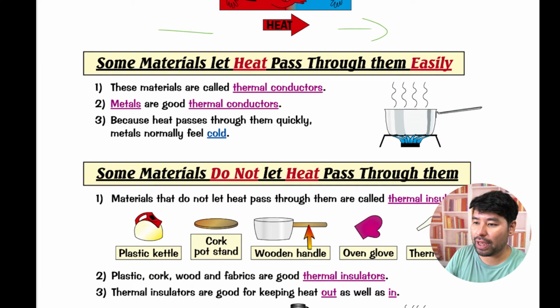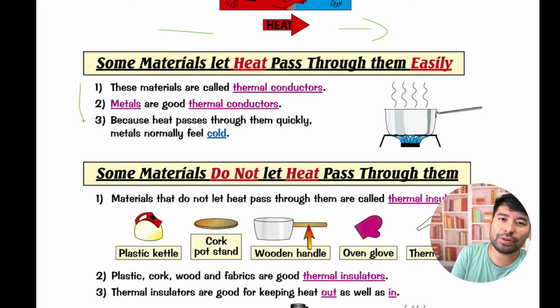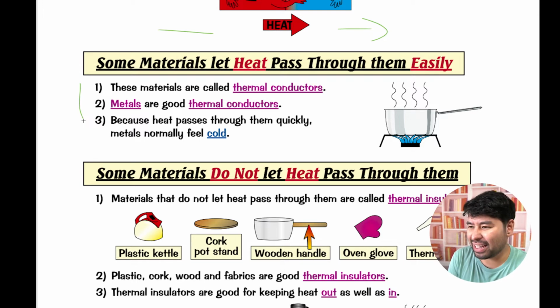So let's see here. We have this 1, 2, 3. Number 1, these materials are called thermal conductors. Thermal conductors because they help to pass heat through them. Number 2, metals are good thermal conductors, very good ones. That's why we use them to heat food, right? And number 3, because the heat passes through them quickly, metals normally feel cold. Okay, so that's a very good sentence.